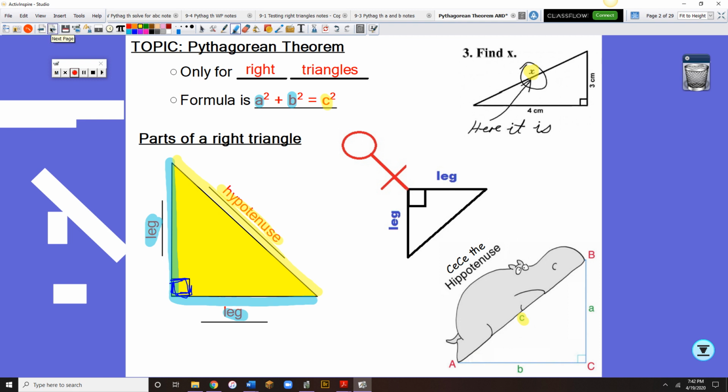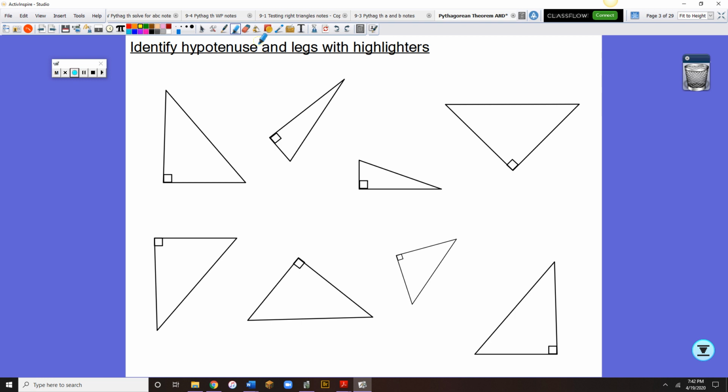Anyway, what we're going to do today is identify the legs and the hypotenuse, and we're going to use highlighting. I'm going to use yellow for the hypotenuse and blue for the legs, but I'm going to do the legs first, because I see the right angle in the corner, and that tells me that those sides are the legs. It's very important for this whole chapter that you can identify in a diagram where the legs are and where the hypotenuse is. So find that right angle, and the legs are the two sides coming out of it.